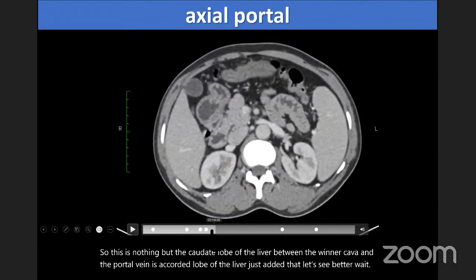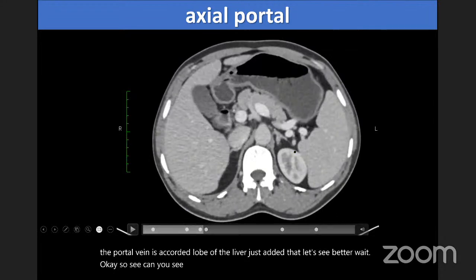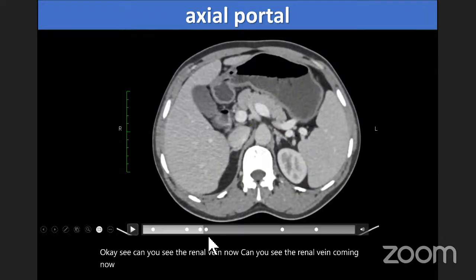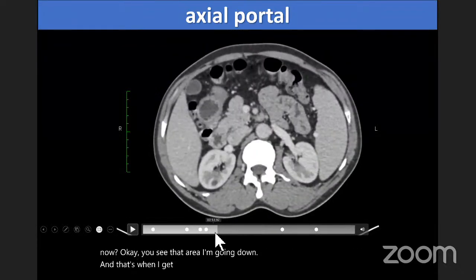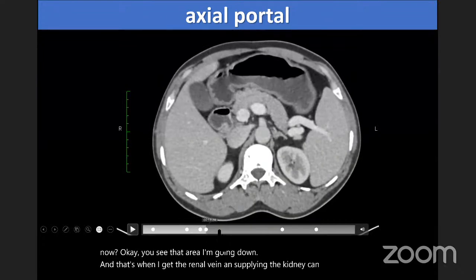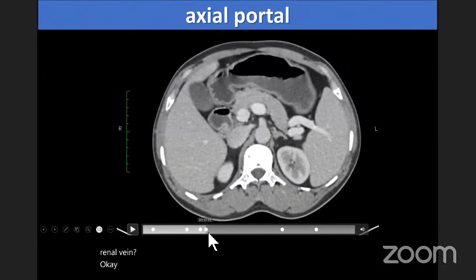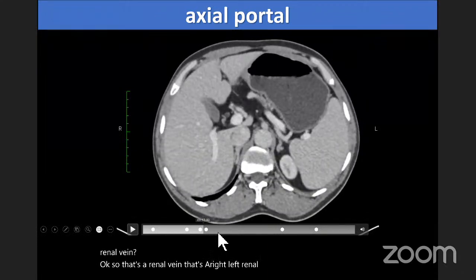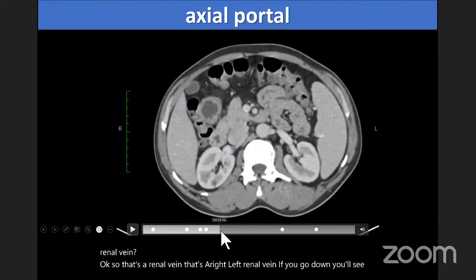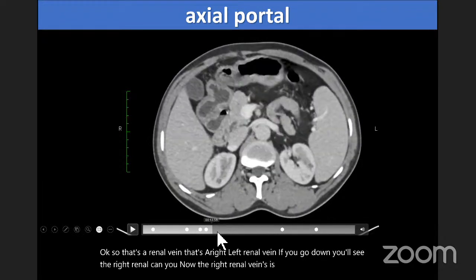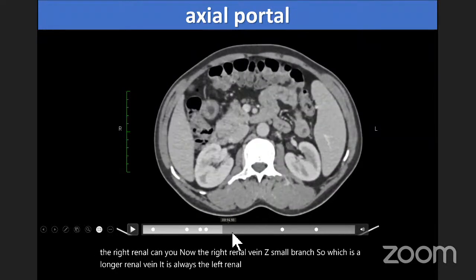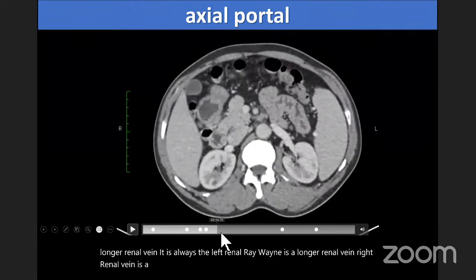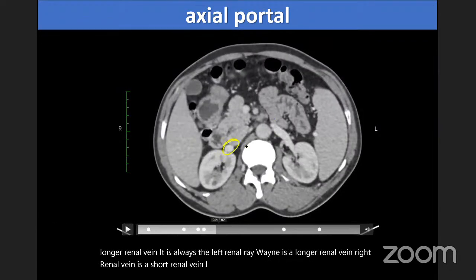Okay, can you see the renal vein now? Can you see the renal vein coming? I'm going down and that's when I get the renal vein supplying the kidney. That's the left renal vein. If you go down, you'll see the right renal vein. See, a small branch. So which is the longer renal vein? It is always the left renal vein that is longer. The right renal vein is short. I hope everyone can see the right renal vein and left renal vein.